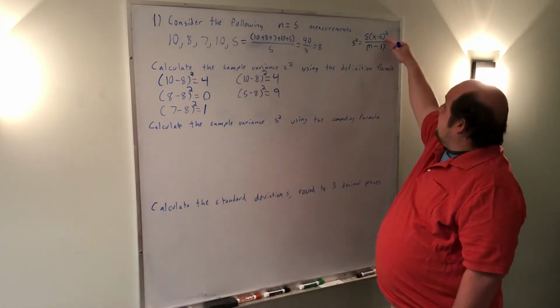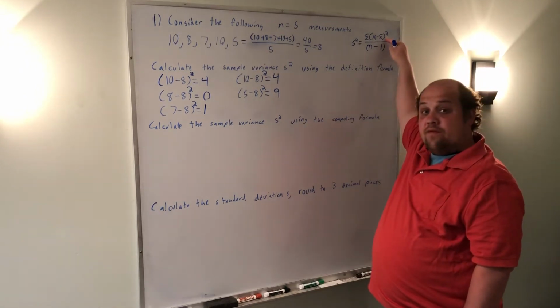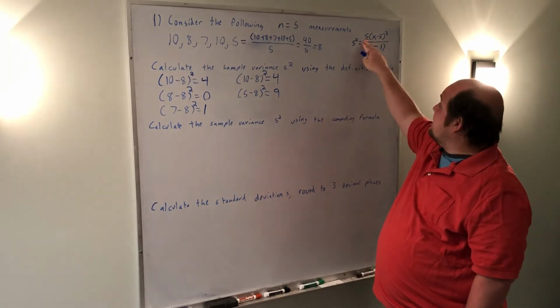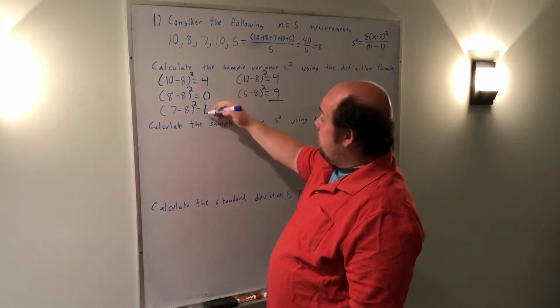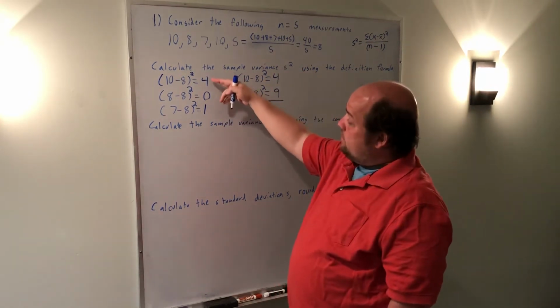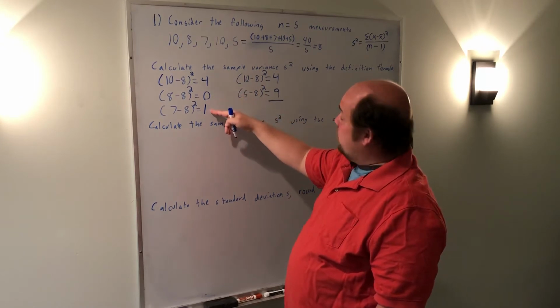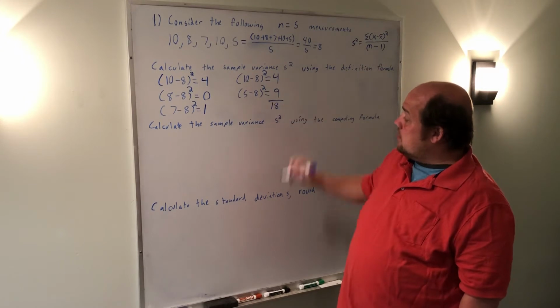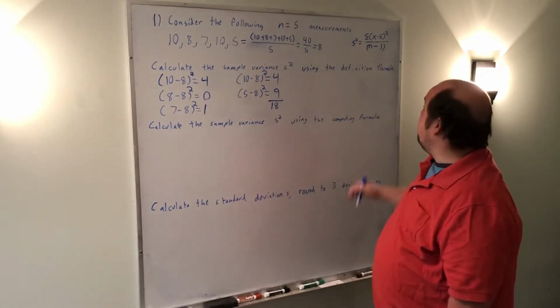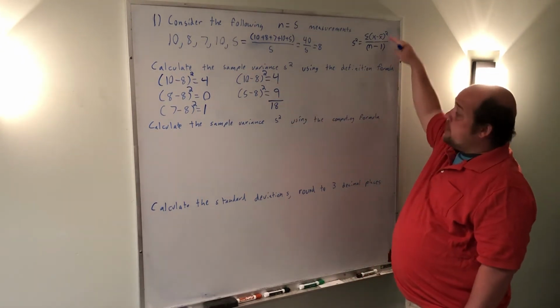We've now done each individual part on top here of the formula, but this symbol means that I need to add them all together. So I need to take the sum of each of these squared distances. 4 plus 0 is 4, plus 1 is 5, plus 4 is 9, plus 9 is 18. So I now have the entire top of the fraction, the sum of the squared distances.